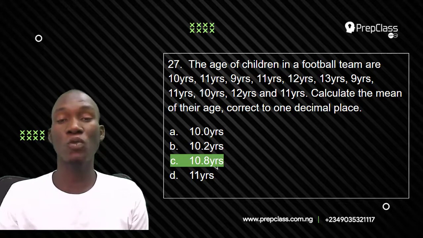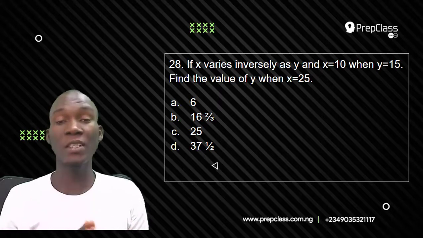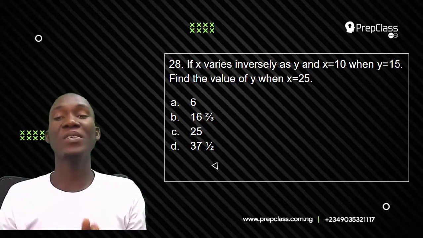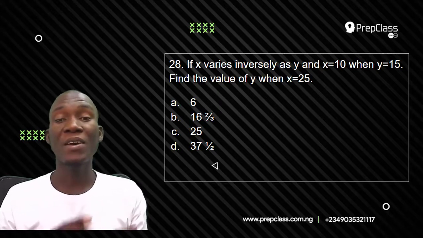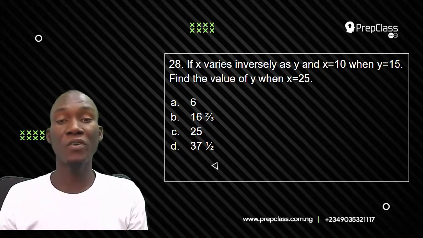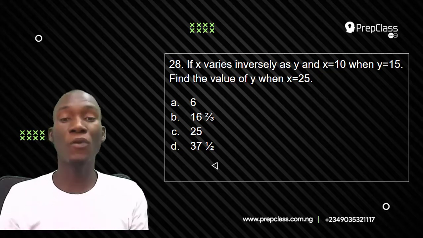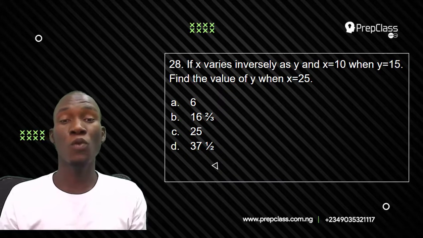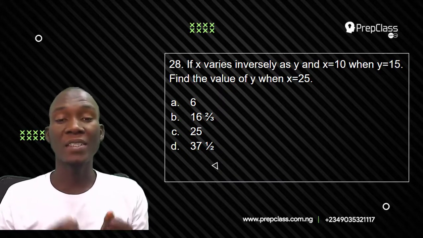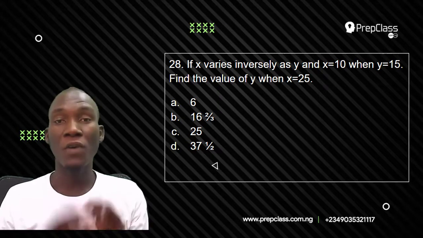So we move to the next question, question number 28. I hope you're following. So let's check this question. If x varies inversely as y and x equals 10 when y equals 15, find the value of y when x equals 25. So this is a variation question, and we have to solve for y when x equals 25. Now from the options, we have A to be 6, B to be 16 and 2/3, C 25, D 37 and 1/2. Now we have to solve this question.